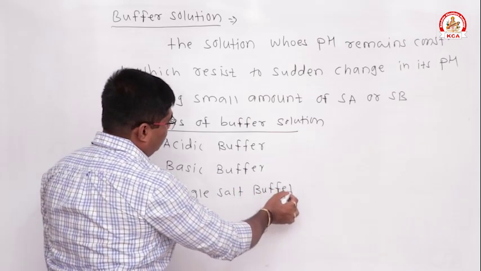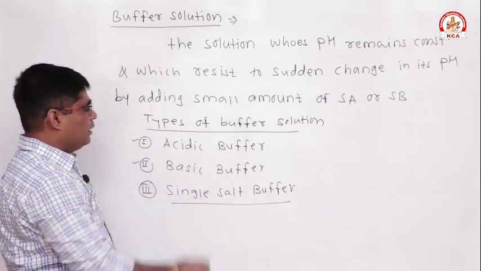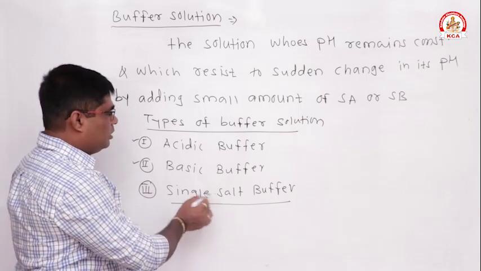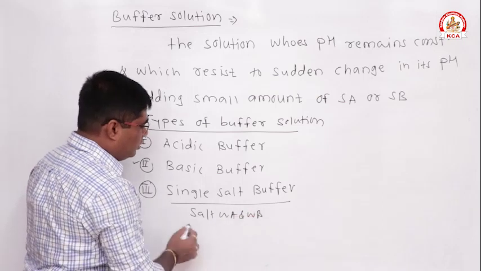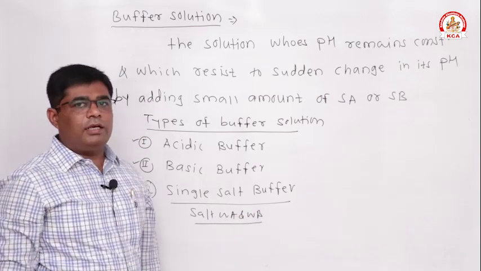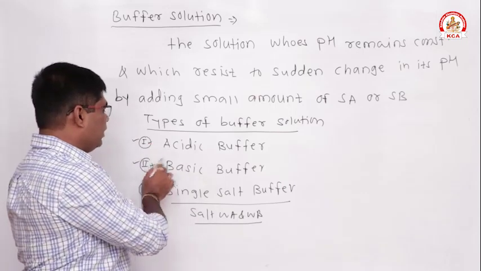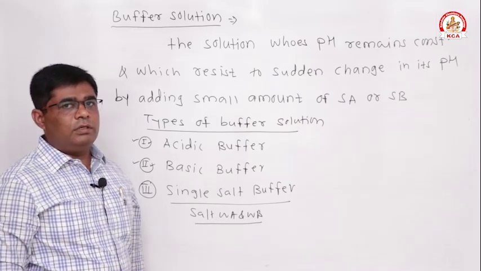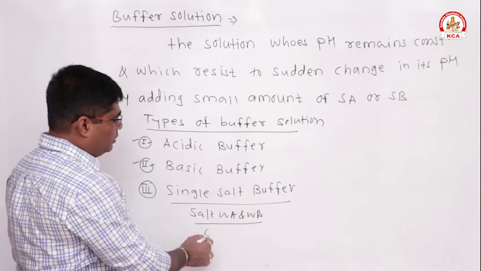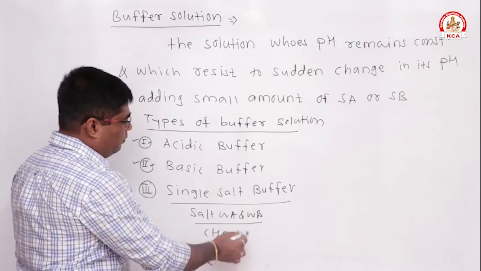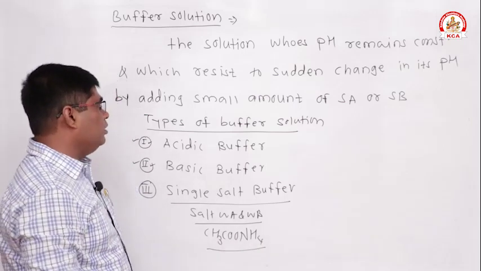Our syllabus does not include this third type of buffer, single salt buffer. So I will only tell you about it briefly. Just remember its example. Single salt buffer is the salt of weak acid and weak base. Solution of ammonium acetate is also known as the single salt buffer.